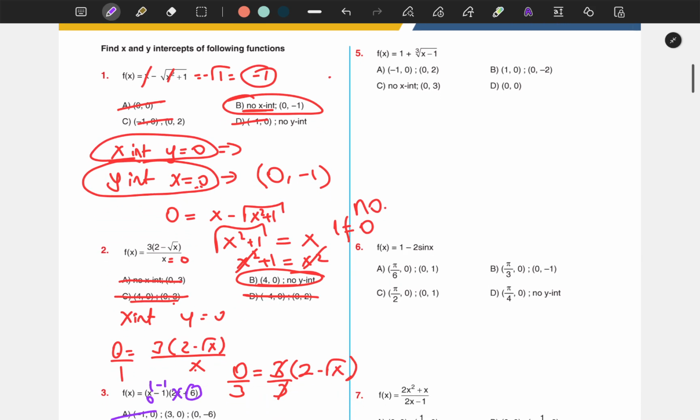Okay, next one, guys. For the y intercept, again x equals 0. Let me replace x with 0. Guys, if I replace x with 0, what will be the third root of negative 1, which is equal to negative 1, isn't it? Some of you may say, teacher, but inside the square root is negative. How is it possible? But for the third power it is possible, guys. The third root of negative 1 is negative 1. You see that only when you look here.